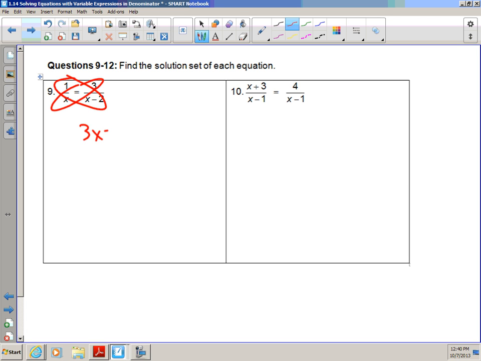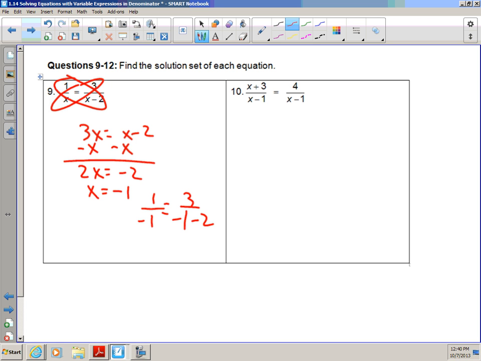You get 3x equals x minus 2. This is a linear equation. Get the x's to one side, or the variables to one side, and get the numbers to the other. I get x is equal to negative 1. If I were to substitute negative 1 in for x, you'll see that I do not get 0 in the denominator, so this is all good.